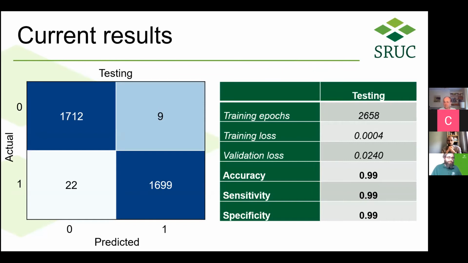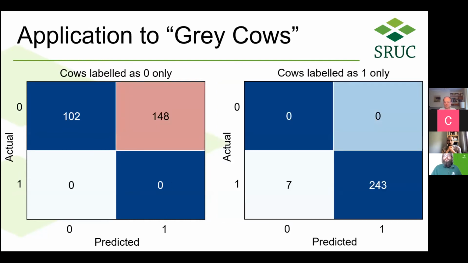And what we wanted to do was go back to those grey area animals and see what the model thought of those. So we first took only the animals that were labeled as a 1, and we tried the model on that. And as you can see, it was pretty good at picking out the positive animals. 7 out of the 250 it predicted wrongly.